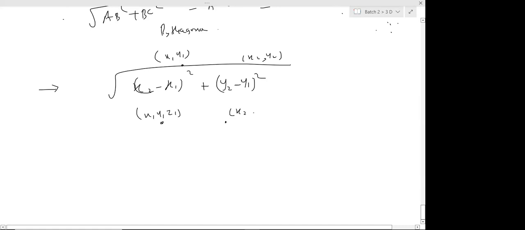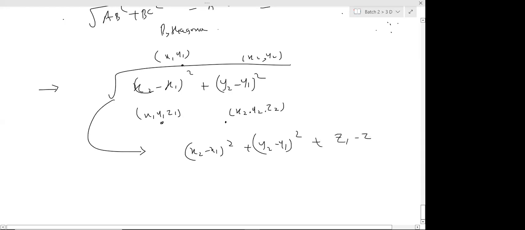So in 3D, what happens is this is x1, y1, z1. We have three coordinates in 3D. Distance formula is same as above. Just add the z coordinates also. All right. This is the distance between 2 points. Write it down. We'll be needing this in today's class.